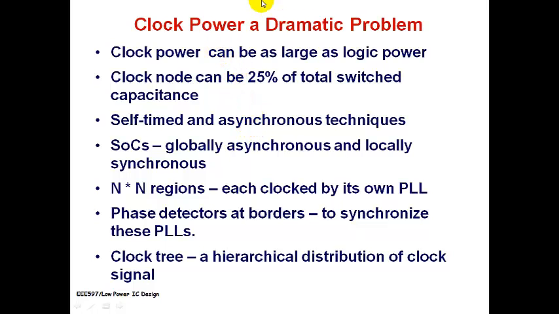The clock power is a dramatic problem. That is why this lengthy discussion here. Why the clock power can be as large as logic power, and as I told, it is not only 25%, it could even be nearly 50% even with the current day technologies. And the clock power self-timed. They are actually timing clocks, what we have here.